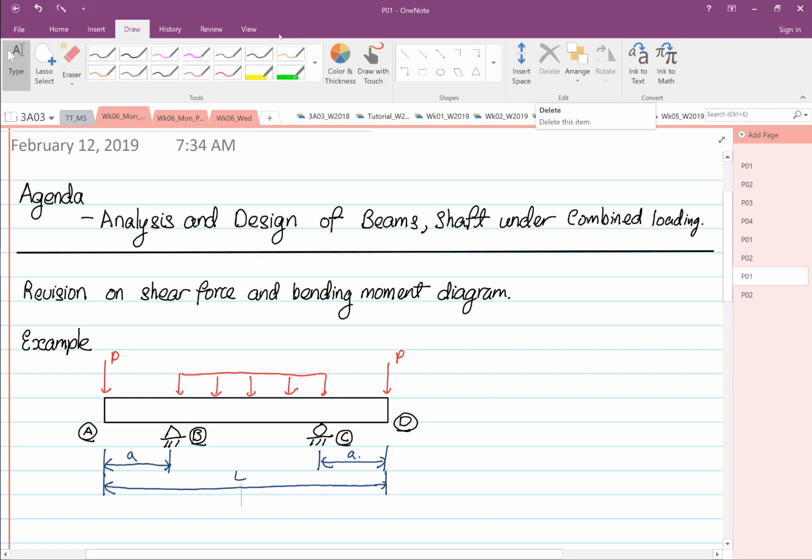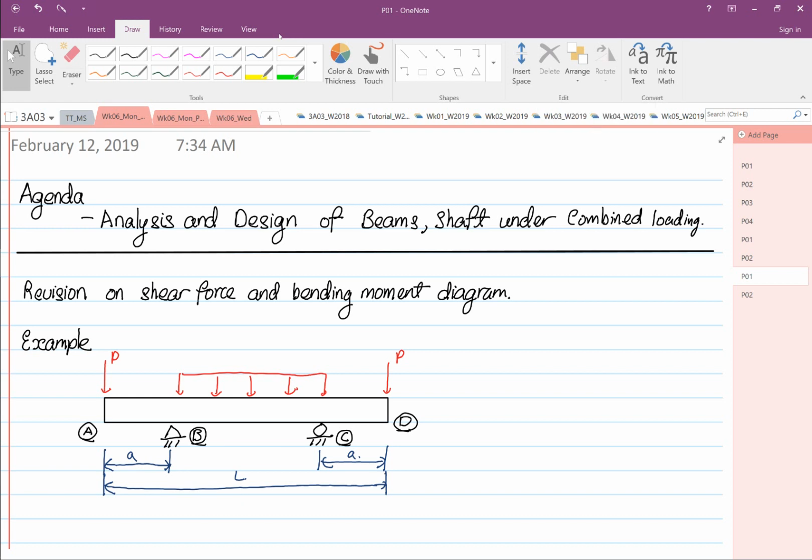Good morning. Today I'm going to teach a new topic. It's on analysis and design of beams, shaft under combined loading. But first of all, we're going to do a revision on shear force and bending moment diagram.